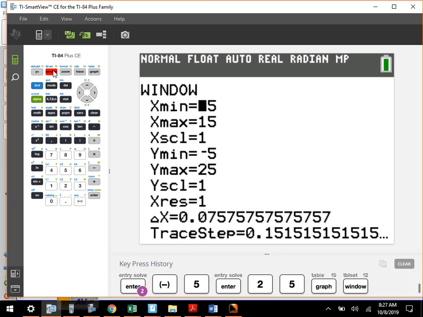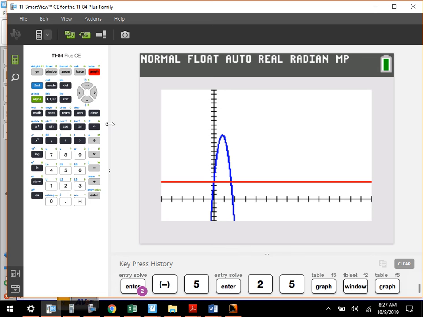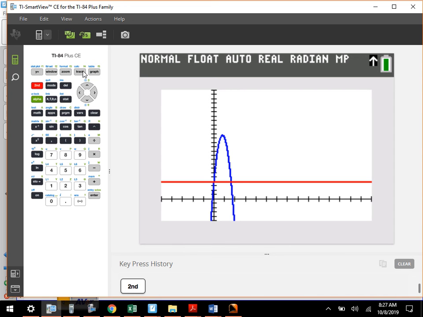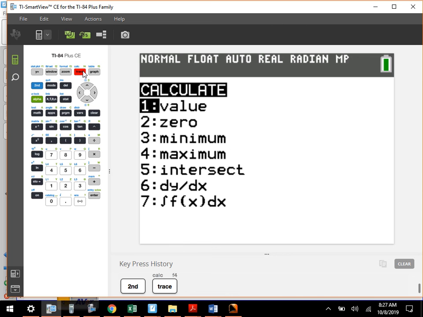There's no one way that's always going to work with these. With the window, it is a lot of trial and error. If you get a syntax error, that means you put your min and max backwards. Okay, so then to find the intersection of the lines, we're going to do second and then hit trace, because that'll make us go into calculate. And then if you hit number 5 from there, you could find your intersect.